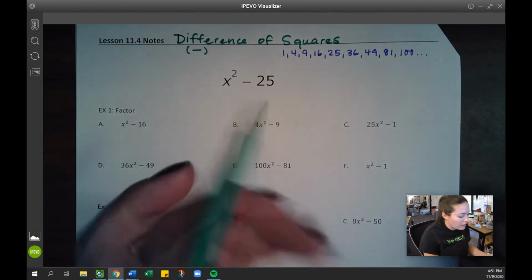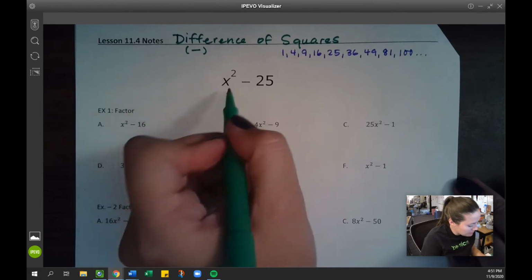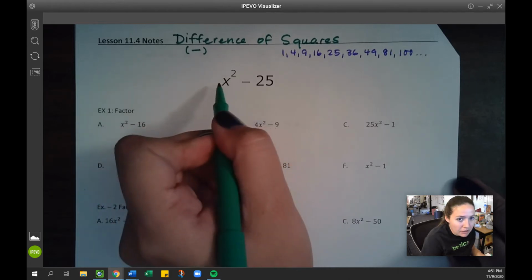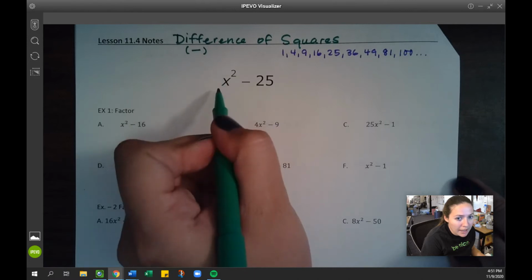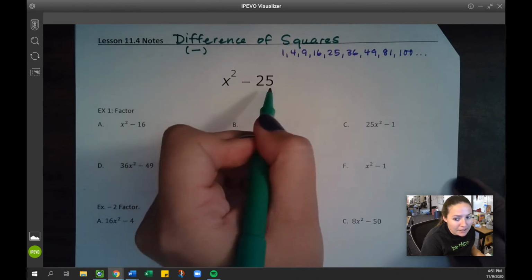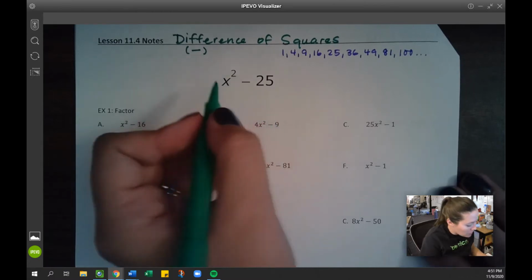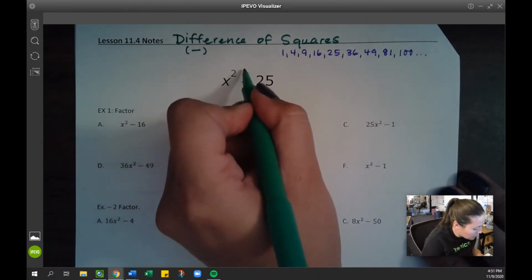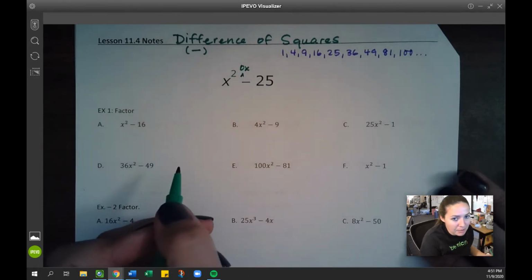So this is called a difference of squares because we have subtraction in the middle, and both of these are perfect squares. We have 1x squared minus 25. Okay? Now, let's think about this. What do I really have in the middle here? I really have a 0x in the middle.